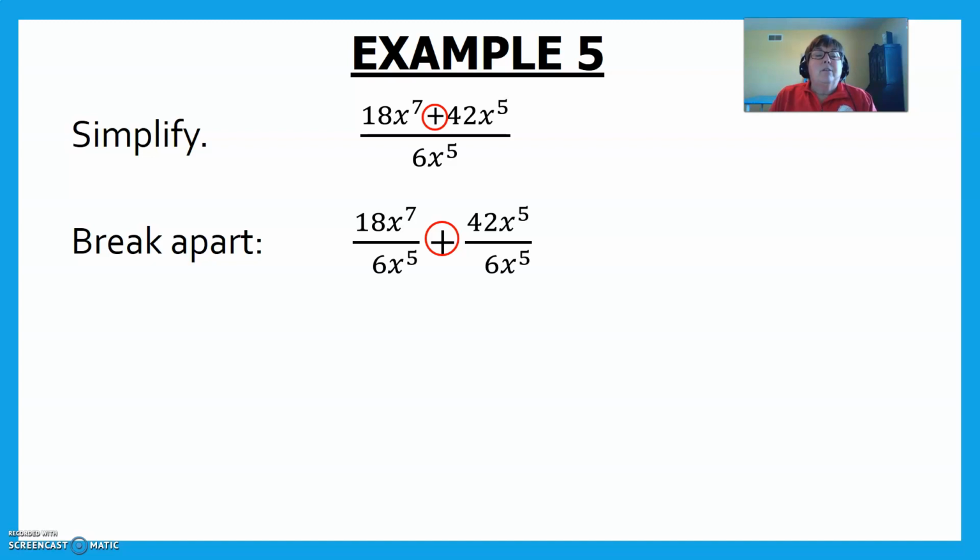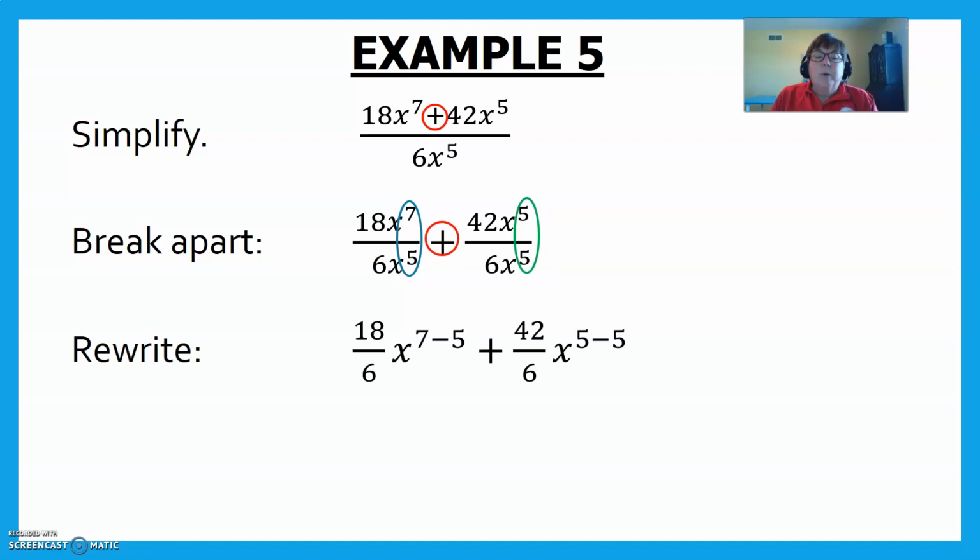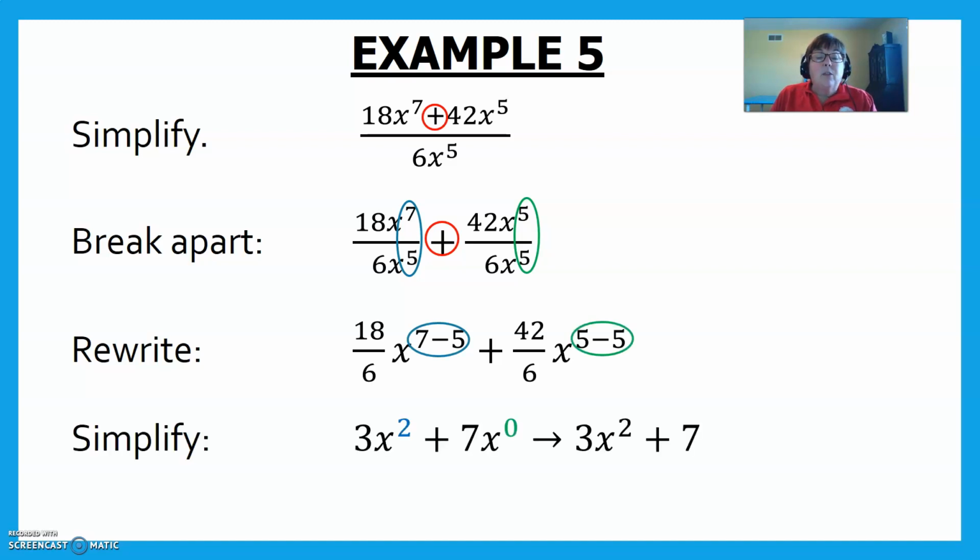All right, so now I'm going to look at these exponents so that I know what it is I'm going to subtract. Now I'm going to rewrite. So I have 18 over 6, x to the 7 minus 5, plus 42 over 6, x to the 5 minus 5. So now I simplify. 18 divided by 6 is 3. So I get 3x squared, because 7 minus 5 is 2, plus 42 divided by 6.